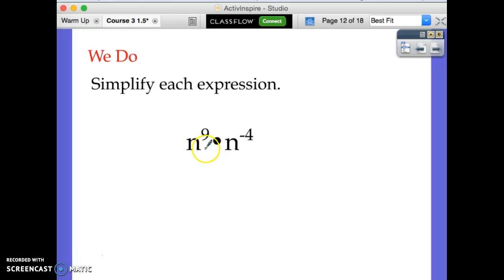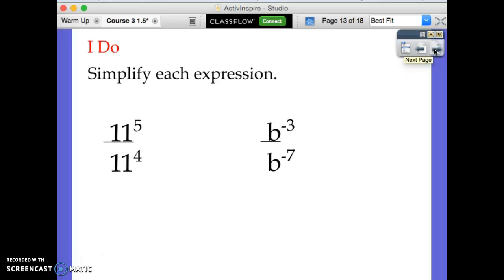We have like bases, so we add those. 9 plus negative 4 is 5. That one was nice because it's already positive. My answer's good. Same thing, applying a couple rules here. Like bases, subtract exponents. So I just have 11 to the first, or 11 would be the better answer.